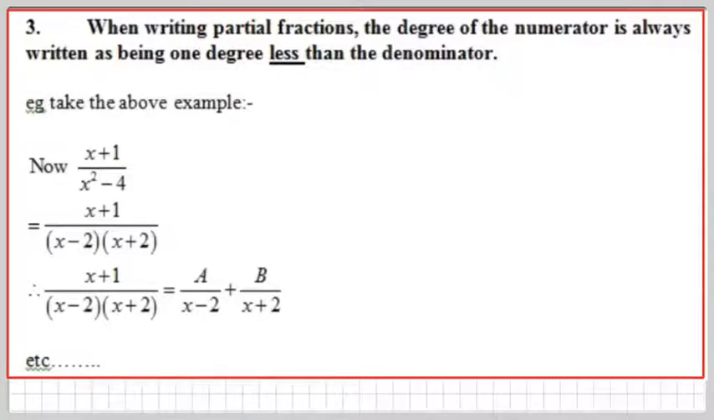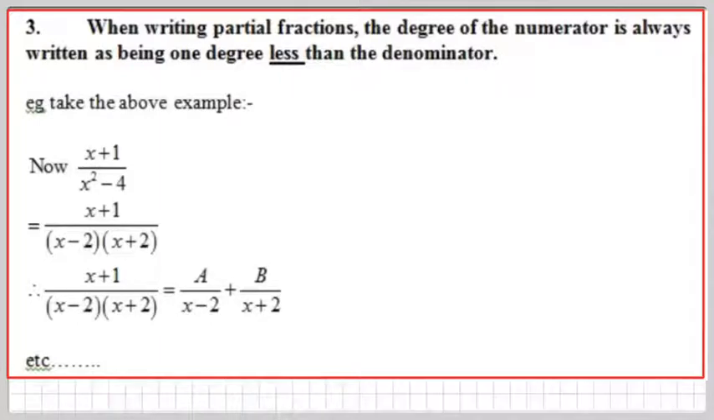When writing partial fractions, the degree of the numerator is always written as being 1 less than the degree of the denominator. So if you have this here, right? Now, you take the individual components of the denominator and you write them in a partial fraction manner such that the degree of the numerator, a, is just a constant, which you could write, if you like, as a times x to the naught. Okay, that's degree 1 less than x to the 1, which has a degree of 1. So that's 1 less degree. That's a over x minus 2 plus b over x plus 2. Okay, that's what you would write.